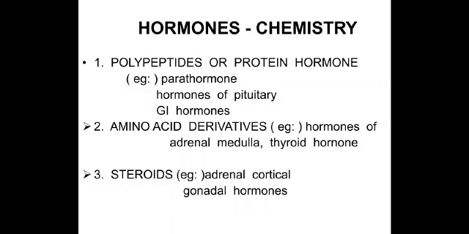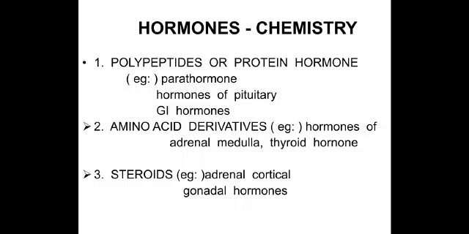The amino acid derivatives are the hormones of the adrenal medulla and the thyroid hormones. These are amines. They are derivatives of the amino acid tyrosine. They are synthesized in the cell cytoplasm. They are mainly the thyroid and the adrenal medulla hormones. The thyroid hormones are thyroxine and triiodothyronine. The adrenal medullary hormones are epinephrine and norepinephrine.